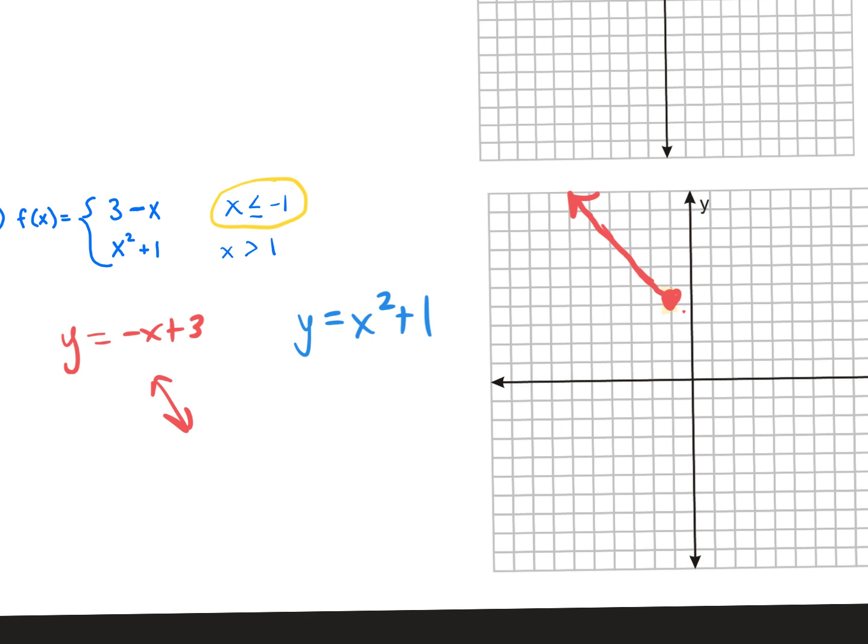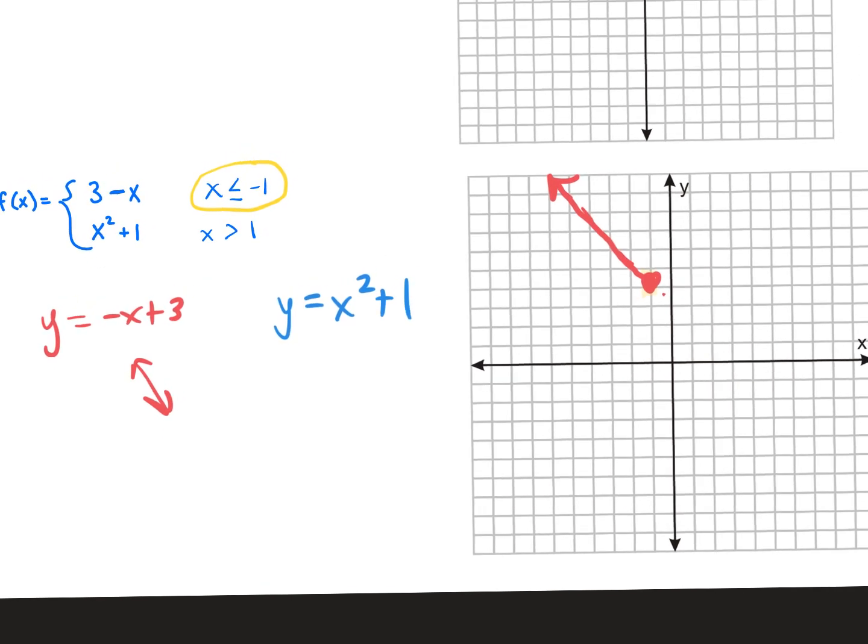If you don't know what this is going to look like, put in some values. Let's go with -1, 0, 1, and 2. If I plug in -1, what is -1 squared plus 1? Perfect. Plug in 0. What's 0 squared plus 1? 1. 1 squared plus 1? Good. 2 squared plus 1? Perfect. So plot your points.